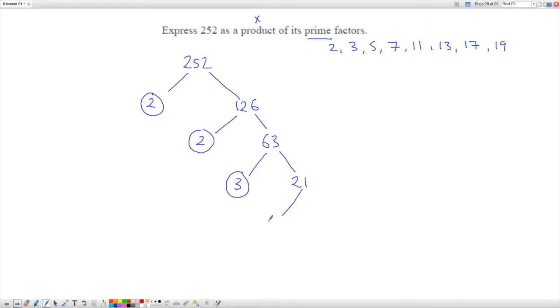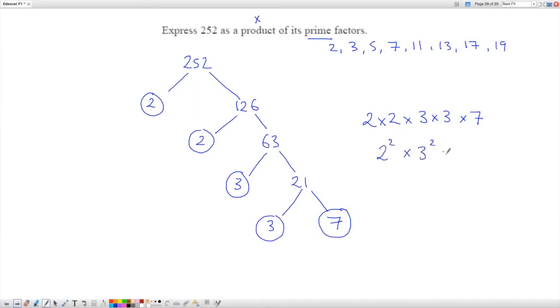21 can also be split into 3 times 7. 7 is also a prime number, so we have to stop there. But the last step, because it wants it as a product, we must do 2 times 2 times 3 times 3 times 7. We want to make that neater: 2 squared times 3 squared times 7. So that is 252 expressed as a product, multiplications in between, of prime factors.